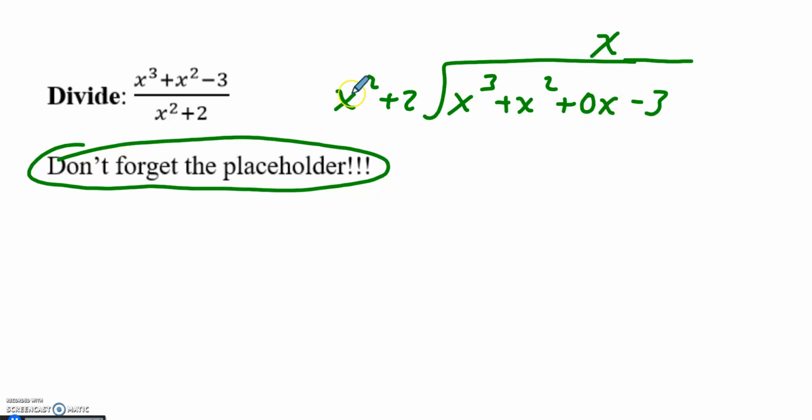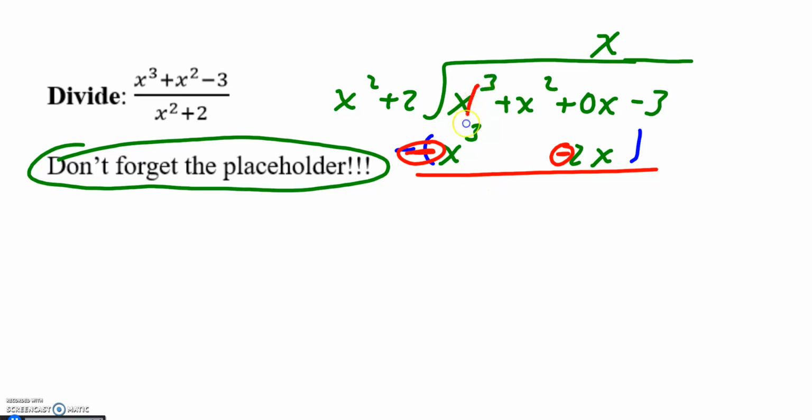Now I'm going to multiply back. X times x squared is x cubed. X times 2 is 2x. Now, because I'm subtracting everything, my signs change. This really becomes a negative, and this also becomes a negative. So when I combine down, these cross out. I'm left with x squared. If I bring it down, 0 minus 2x is negative 2x, and bring down the negative 3.